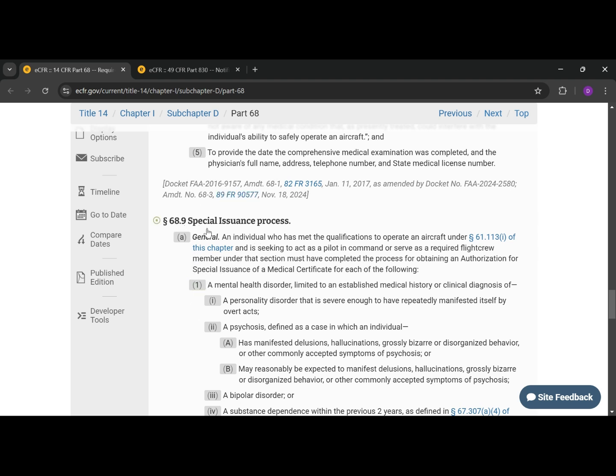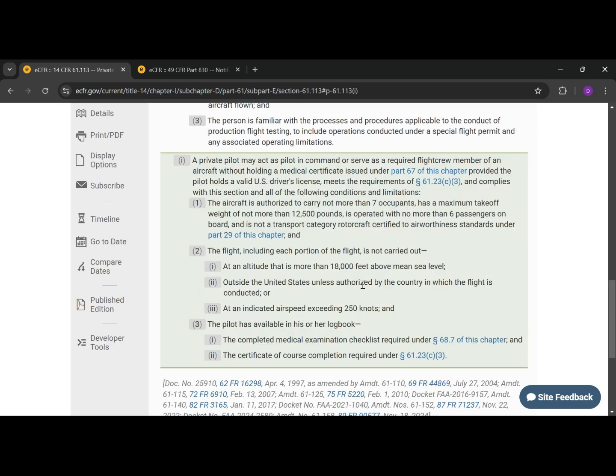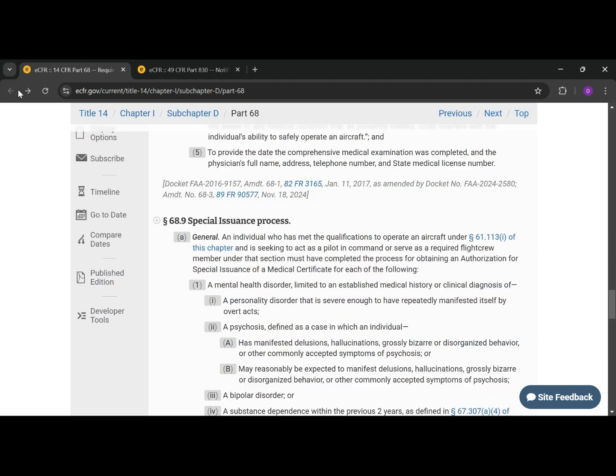Part 68.9, Special Issuance Process. General. An individual who has met the qualifications to operate an aircraft under 61.113 of this chapter. Let's just get a refresher on 61.113 because they're referencing this a lot. A private pilot may act as pilot in command or serve as a required flight crew member of an aircraft without holding a medical certificate under Part 67 of this chapter, provided the pilot holds a valid U.S. driver's license and meets the requirements of 61.23 and complies with this section in all of the following conditions. All right, so that's just a quick refresher if you're wondering.